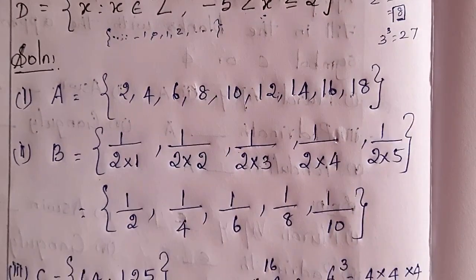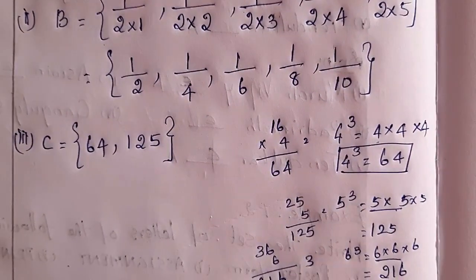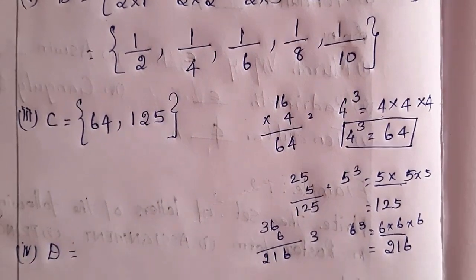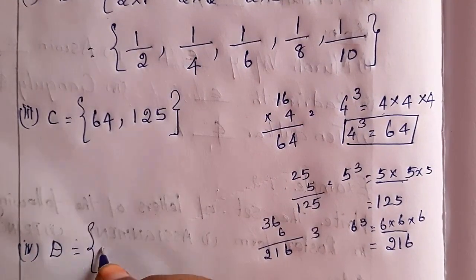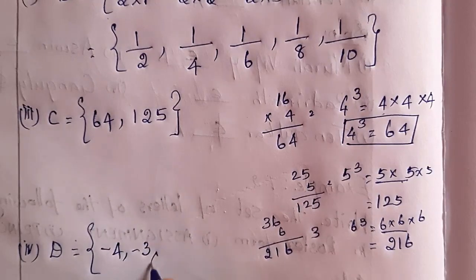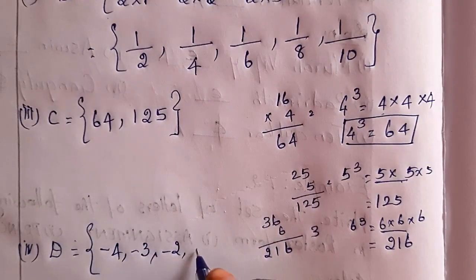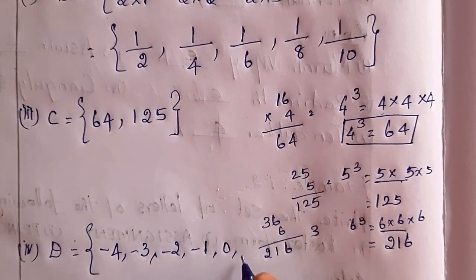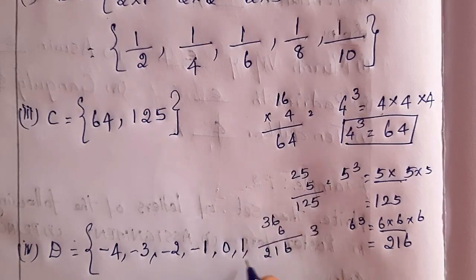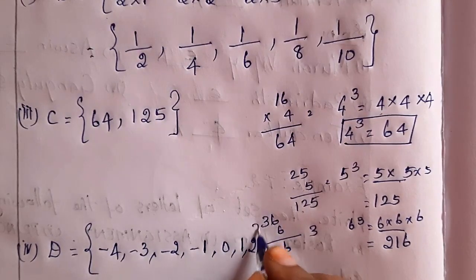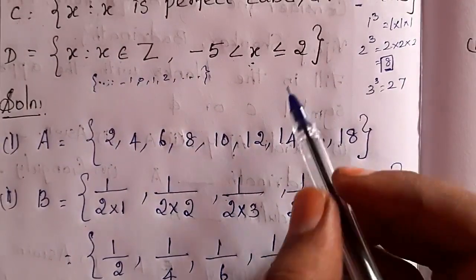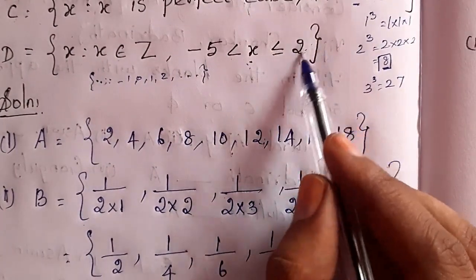So we can write that. Can you say the answer? D equal to minus 5 no need. So minus 4, minus 3, minus 2, minus 1, 0, 1, 2. That's all. We can choose this 2 because look, we have less than or equal to 2. So we choose this 2.